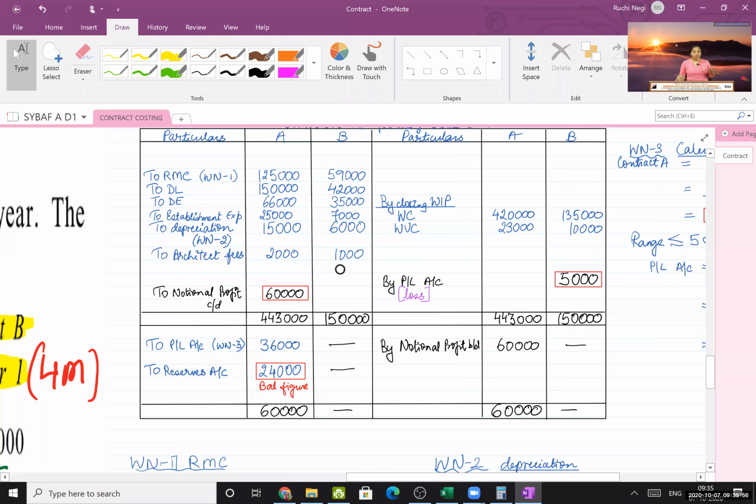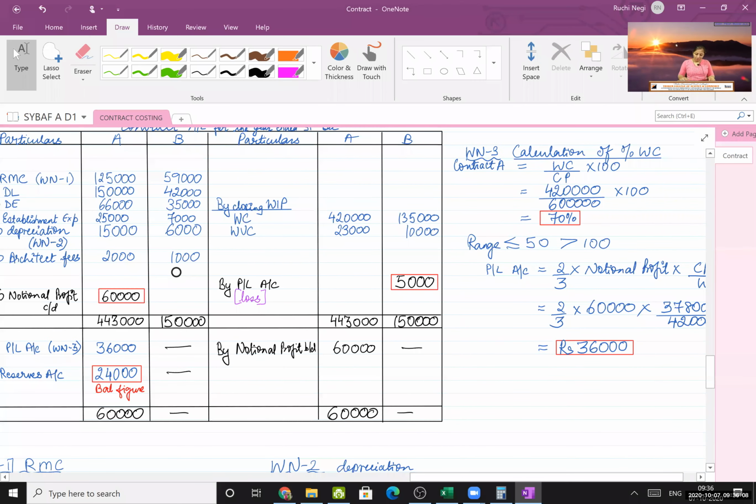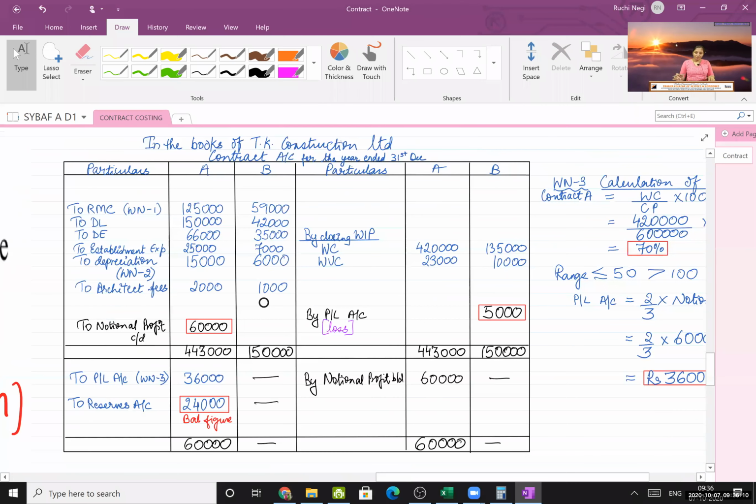Okay. So don't forget this. This is a common step for any type of contract costing sum, type 1, type 2, or type 3. This is going to be the common step. Make a note of it.